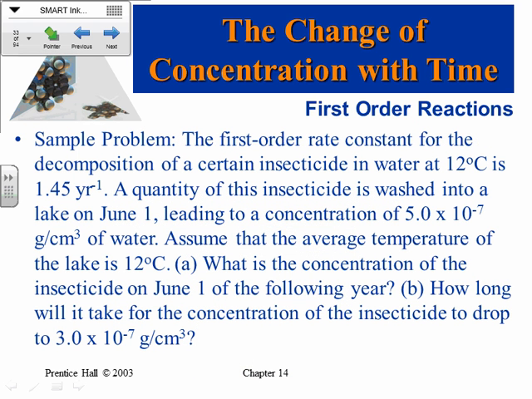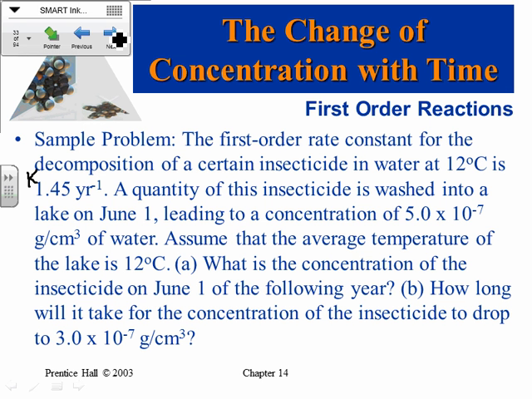So let's see how we use this equation. It's kind of just a plug it in and figure it out type of thing. The first order rate constant for the decomposition of a certain insecticide in water at 12 degrees Celsius is 1.45 years to the negative 1. So there's our rate constant, or our k here. A quantity of this insecticide is washed into a lake on June 1st, leading to a concentration of 5.0 times 10 to the negative 7th grams per centimeter cubed. It's kind of a weird way to express concentration, but it works.